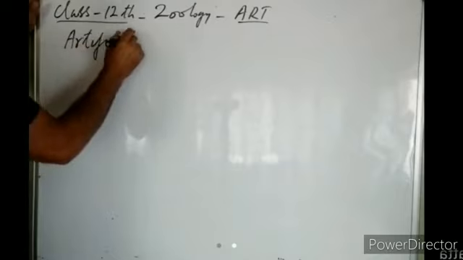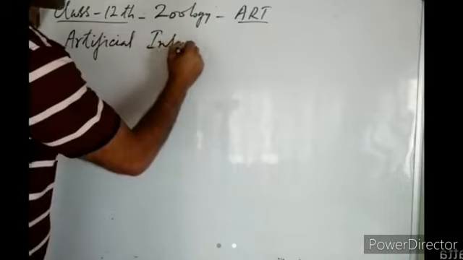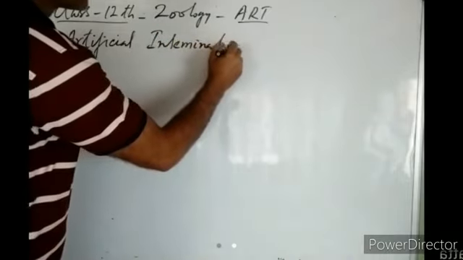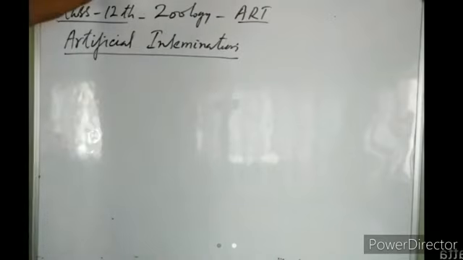Artificial insemination. So artificial insemination means depositing the semen into the vagina or uterus of the female by some artificial means.